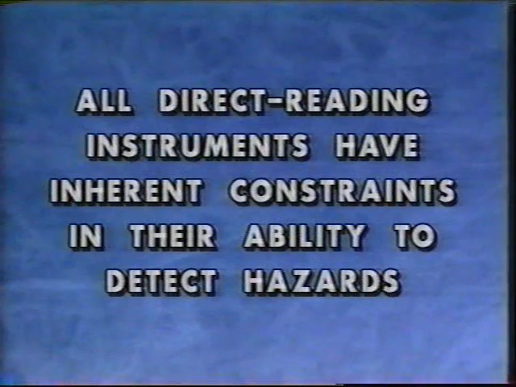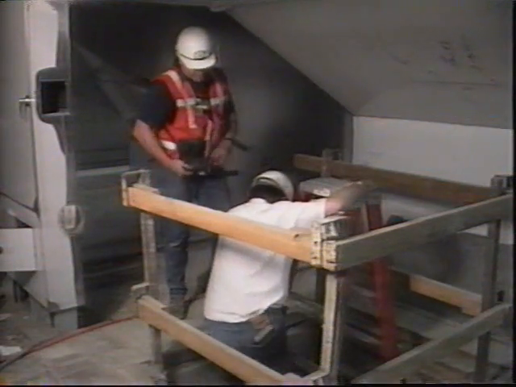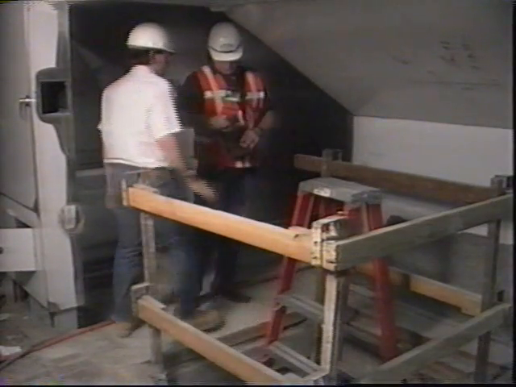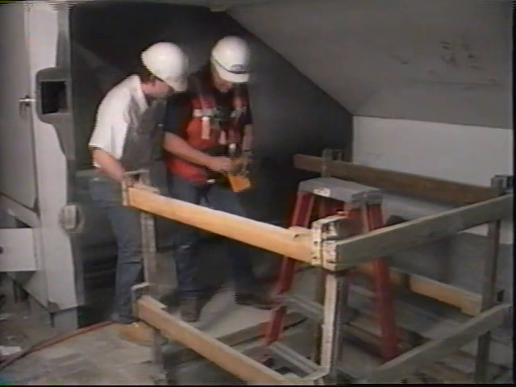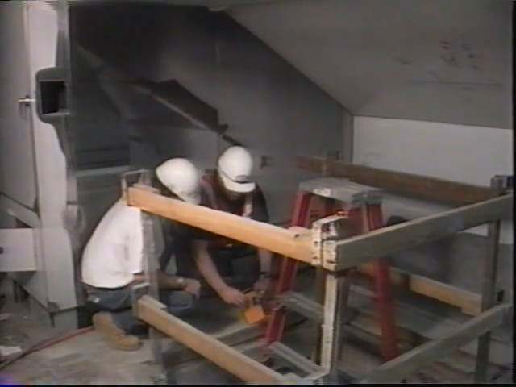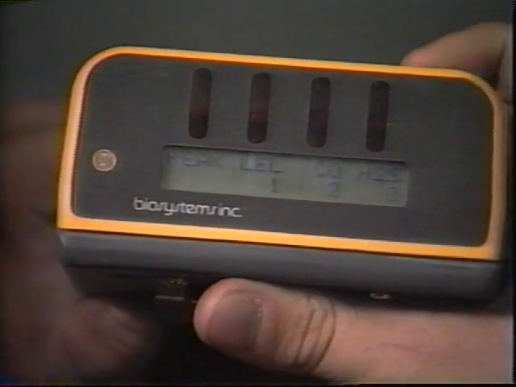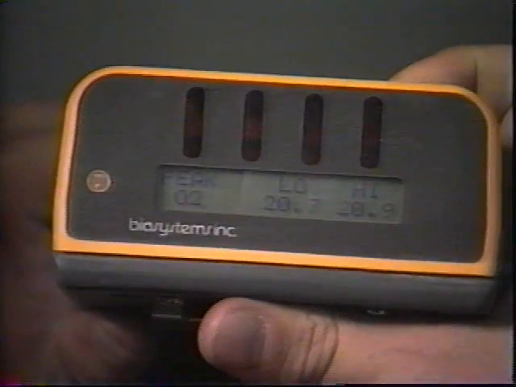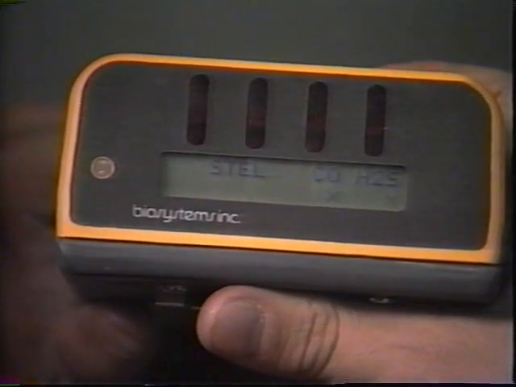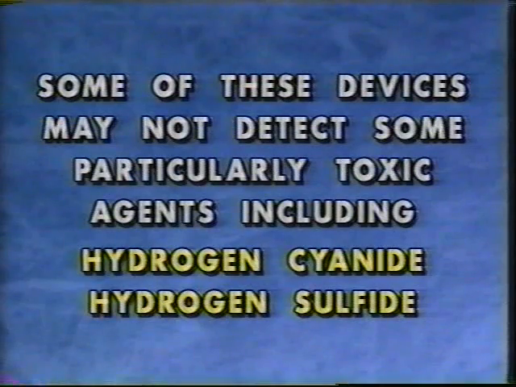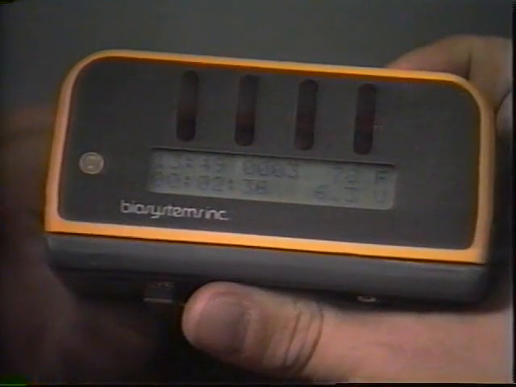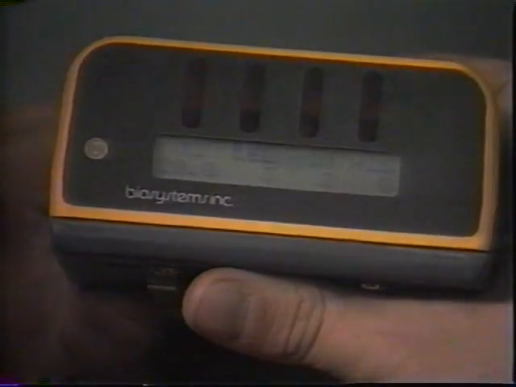All direct reading instruments have inherent constraints in their ability to detect hazards. They usually detect and/or measure only specific classes of chemicals. Generally, they're not designed to measure and/or detect airborne concentrations below 1 part per million, and many of the direct reading instruments that have been designed to detect one particular substance also detect other substances, which is an interference, and consequently may give false readings. Some of these devices may not detect some particularly toxic agents, including hydrogen cyanide or hydrogen sulfide. Thus, these devices must be supplemented with other methods of detection.